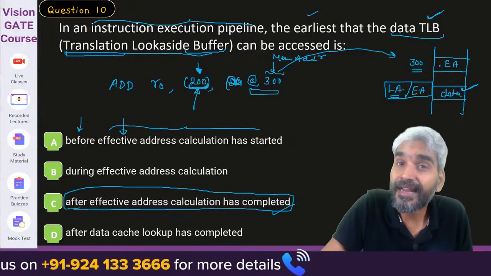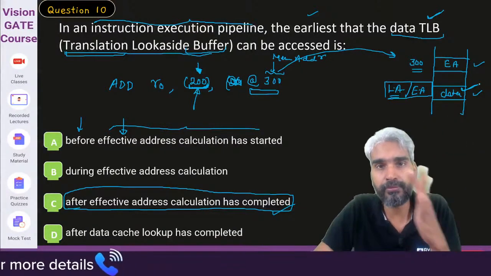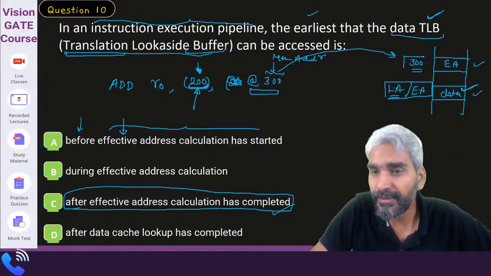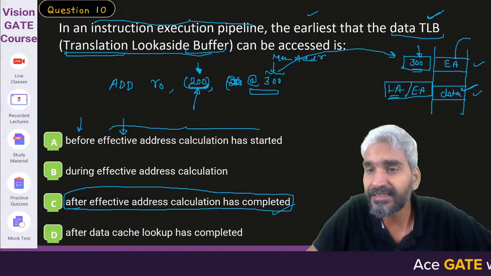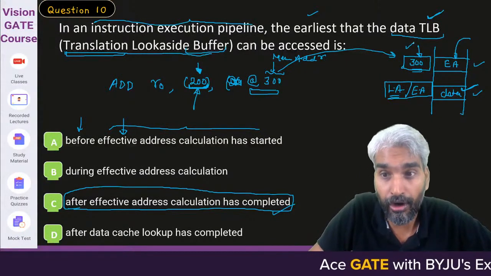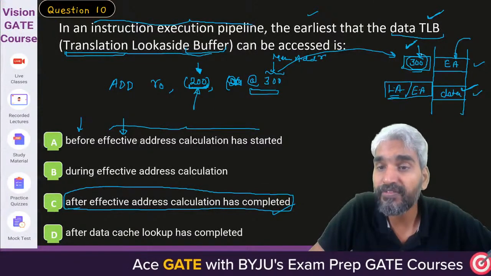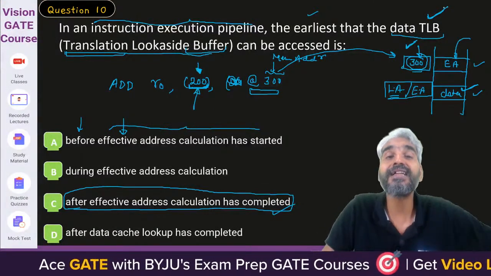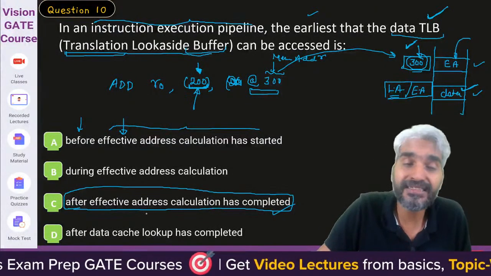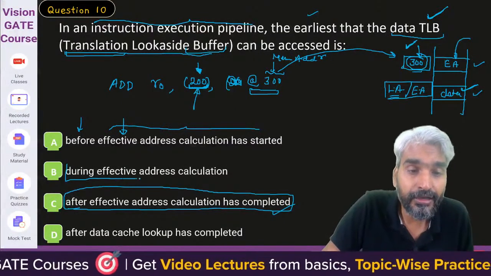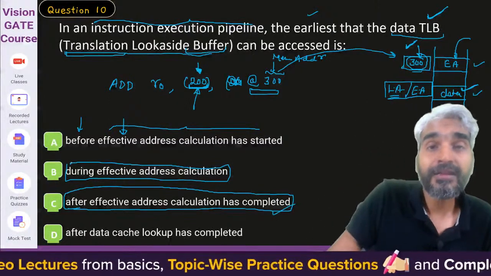But if it is an indirect addressing mode, you will eventually perform two memory accesses. One memory access will be to access the effective address. That means when you are trying to access this effective address, another memory access is involved. In order to translate this 300 into physical address, you may access the TLB. That is, you may also access the TLB during the effective address calculation.